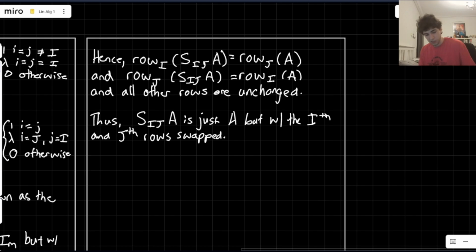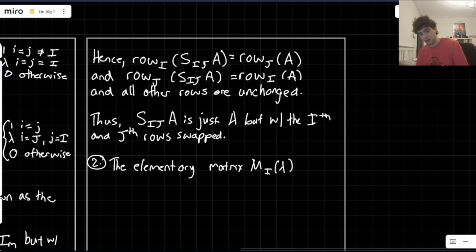Okay, so the second example, which is I think a little bit easier, is the second of the elementary matrices. It's the one which, when you pre-multiply matrix A by it, has the same effect as multiplying any of the rows by some non-zero scalar lambda. So the elementary matrix M subscript capital I of lambda is just the m by m identity matrix with lambda put in at position capital I. That's all that I've done.